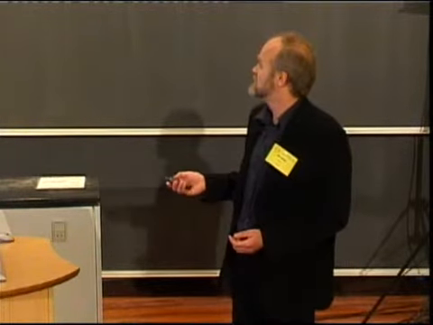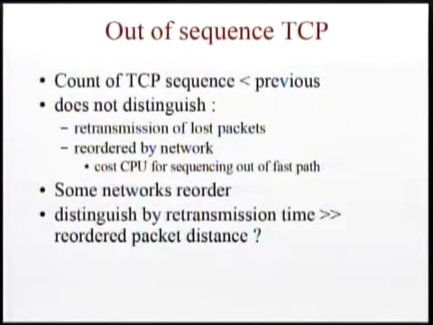We think that perhaps we could improve it by looking at the retransmission time, which would be a round trip time. If it's a lost packet, the retransmission will be delayed by a round trip time relative to the actual sequence number seen on the wire. And I think that reordered packets would have a much shorter interval. So if you see an out-of-sequence packet that is a very short time from the previous sequence number, you can assume it's reordered by the network. It just happens in some routers that packets are reordered by the switch matrix in the router.